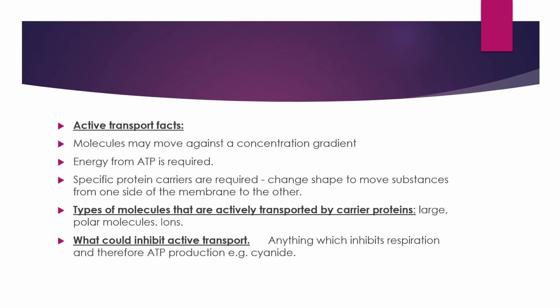Types of molecules that are actively transported by carrier proteins are large polar molecules or ions. What could inhibit active transport? Anything which inhibits respiration and therefore ATP production, for example, cyanide.